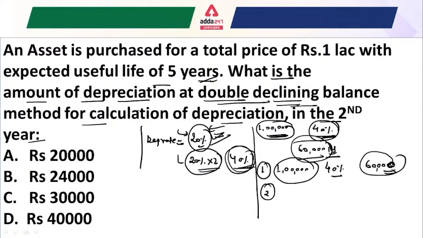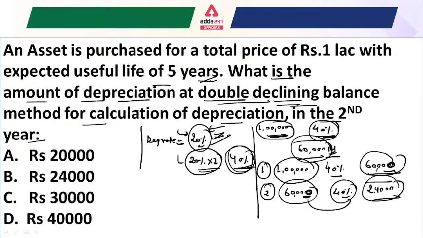And for the second year, that would be our beginning value, our starting value, 60,000 rupees. Now again 40% would be depreciated on this, and the depreciation amount would be 24,000 rupees. So that would be your depreciated amount.